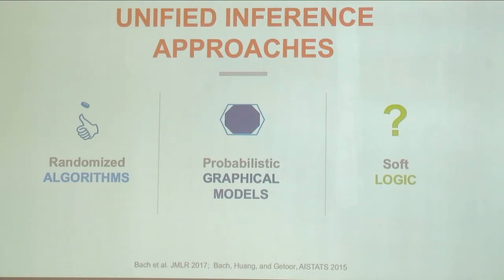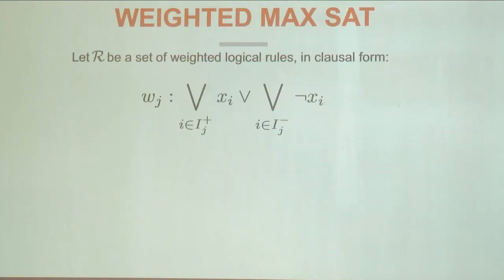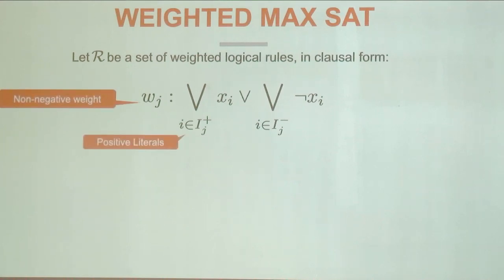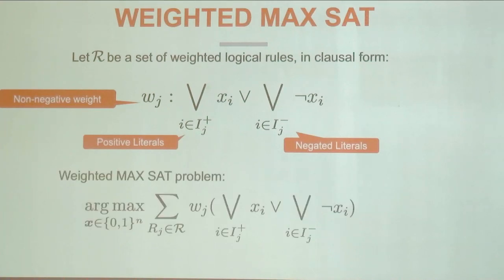And the approach that is coming from randomized algorithms, I'm guessing, is the one that will be most familiar to the audience, where we're going to take these weighted rules, we're going to write them out in a clausal form. And so we have weights, and we have the literals, the negated and the non-negated. And we can formalize this as a weighted max SAT problem. Awesome. This is a well-known NP-hard problem.